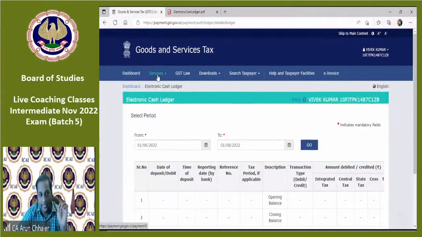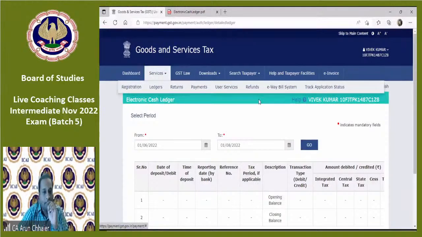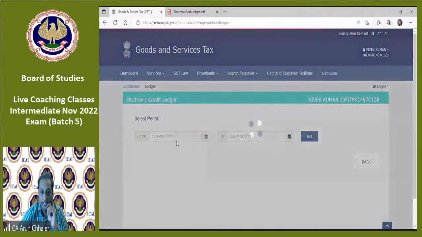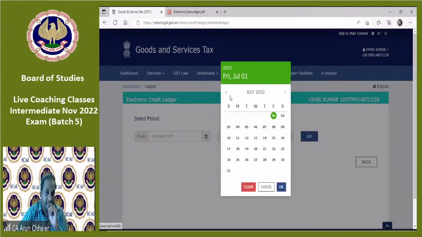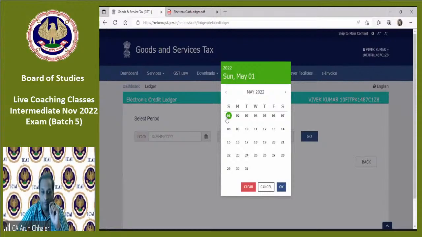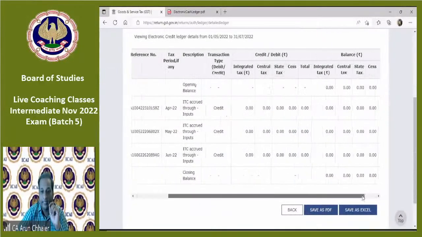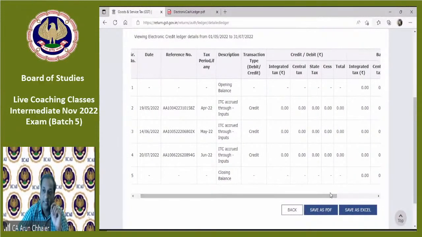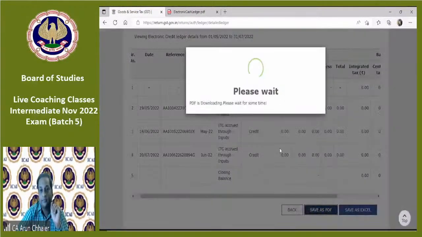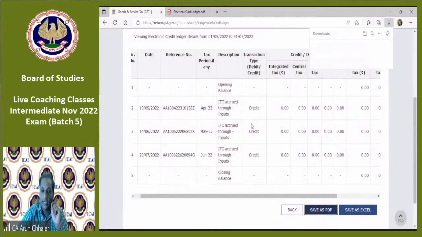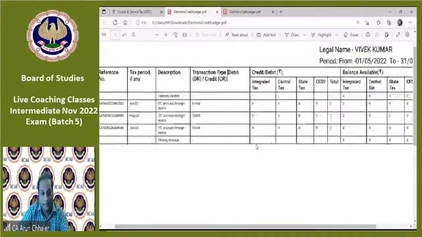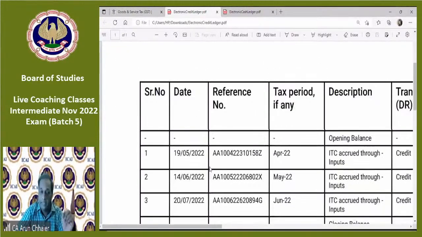Now going to the electronic credit ledger. What is the electronic credit ledger? When we are filing the GSTR-3B, then we are taking certain ITC. That ITC will be added and credited to my electronic credit ledger, and when I am paying my tax liability, I can utilize it towards the payment of the taxes, whatever provisions we have discussed, IGST first, CGST first, SGST first, or in any order, in any manner, everything we have discussed.